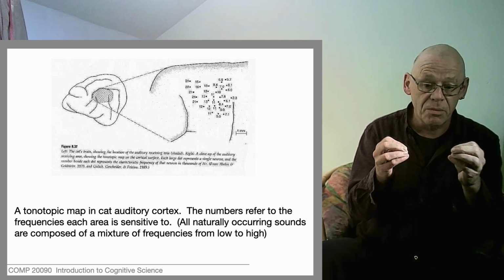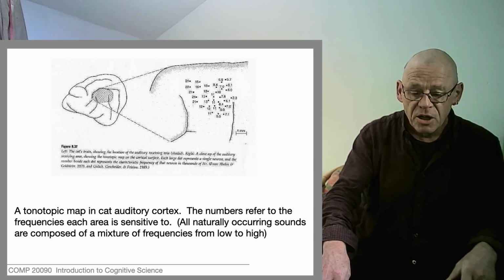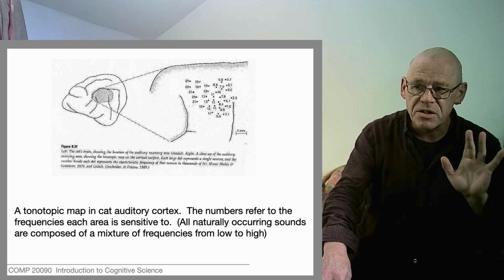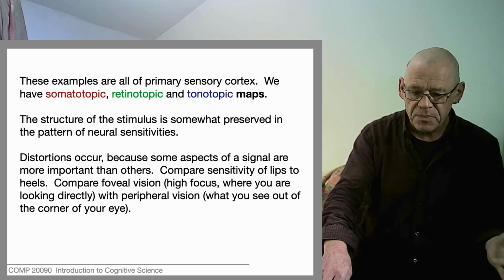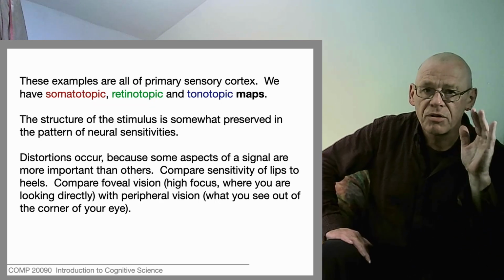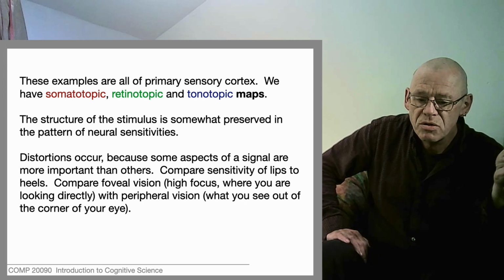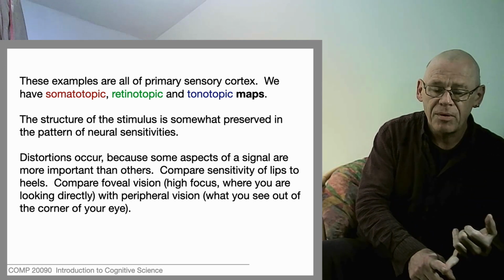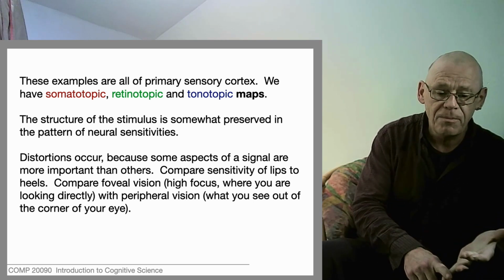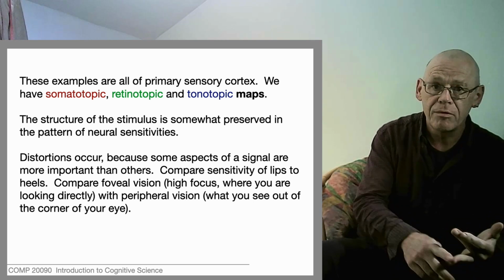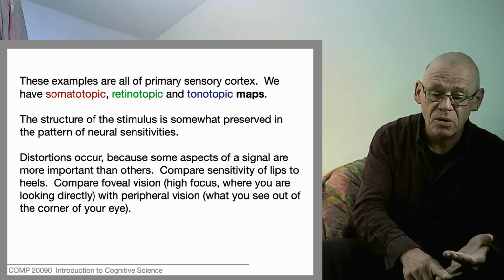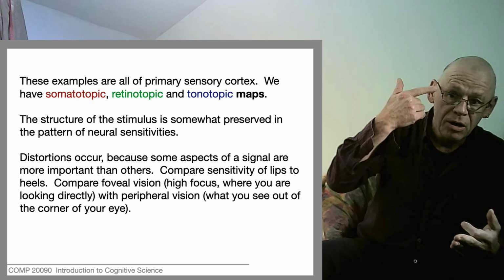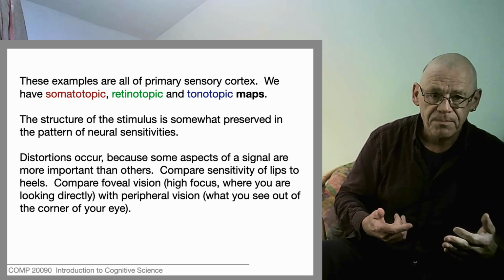There will be again some distortions. So we've seen it in these three sensory modalities. We find nothing like this in taste or smell. These are all the three principal primary sensory cortices. So we've got the somatotopic map of the surface of the body, the retinotopic map from the retina to primary visual cortex, and the tonotopic map from the basilar membrane in the ear to primary auditory cortex.